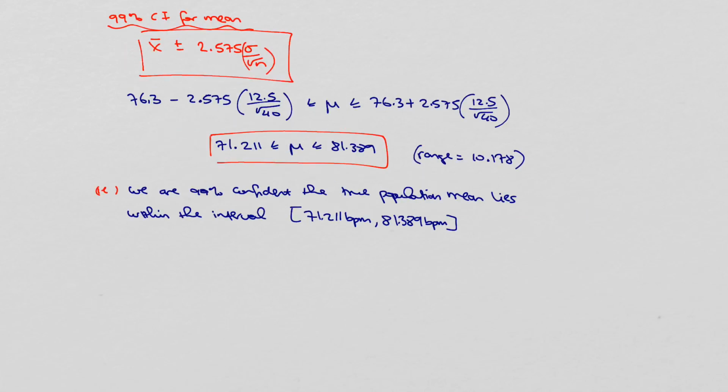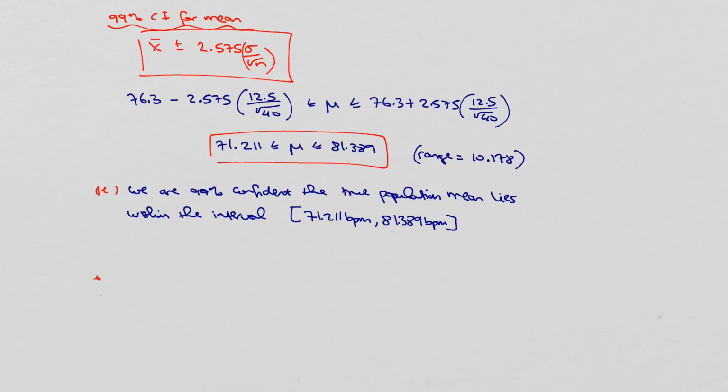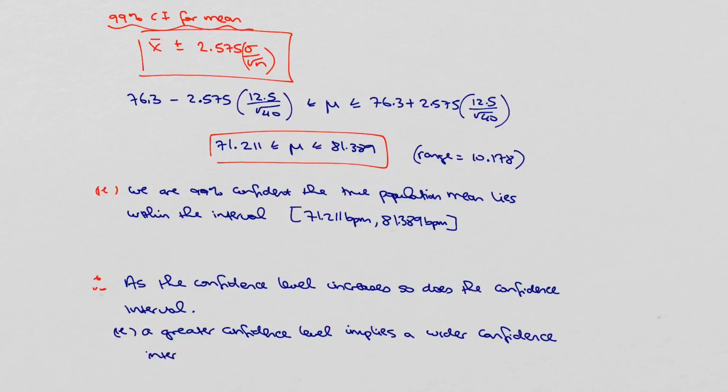So what we say as a conclusion for part 3, where I was just commenting on it, is therefore we can say, as the confidence level increases, so does the confidence interval, i.e. a greater confidence level implies a wider confidence interval.